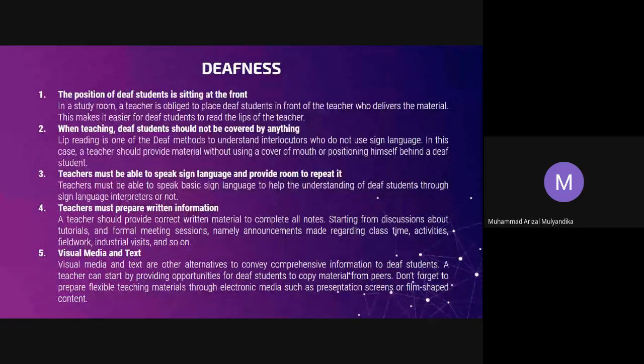And the last is visual media and text. Visual media and text are other alternatives to convey comprehensive information to deaf students. A teacher can start by providing opportunities for deaf students to copy materials from peers. Don't forget to prepare flexible teaching materials through electronic media, such as presentation screens or film spread content.